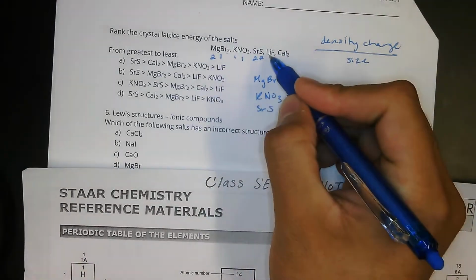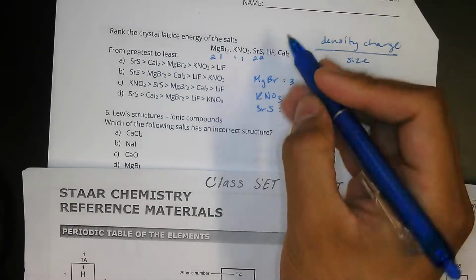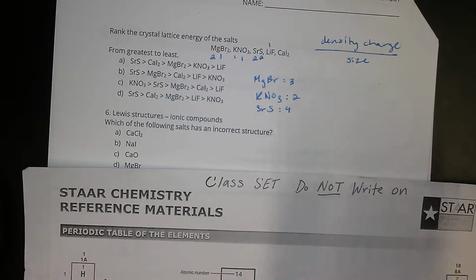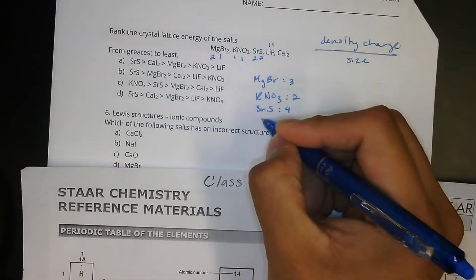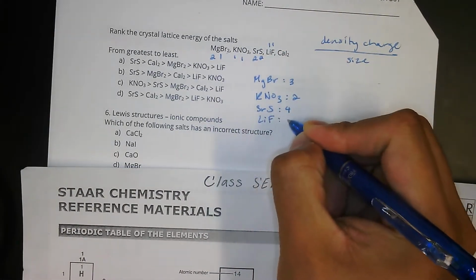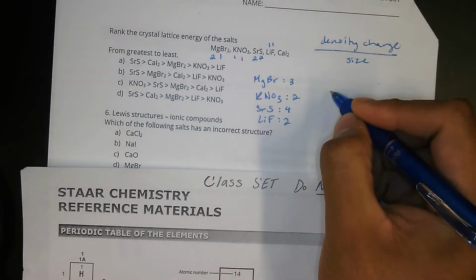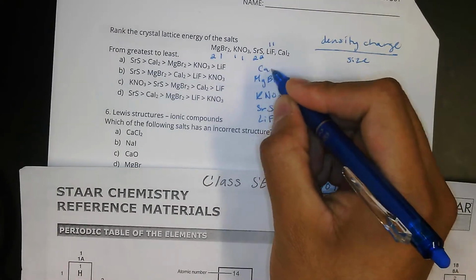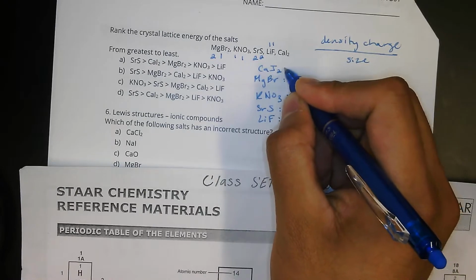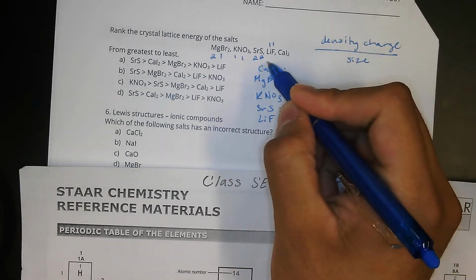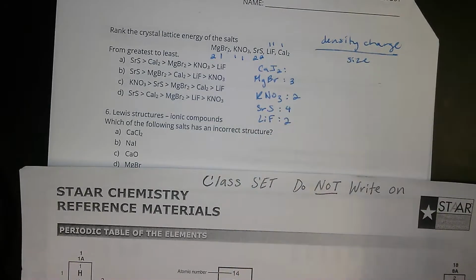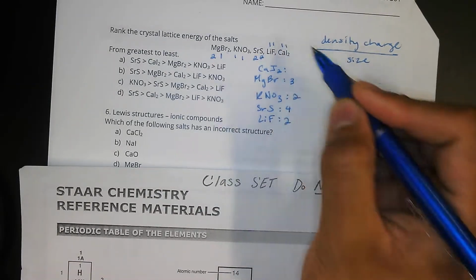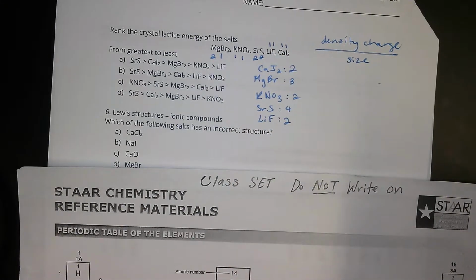Lithium fluoride, lithium is in group 1, so it'll be a charge of 1. Fluorine is in group 7, so it'll be a charge of 1. Lithium fluoride will then have a charge density of 2. For calcium iodide, I just put it at the top. Calcium is in group 1, so it has a charge density of 1. Iodine is in group 7, so it has a charge density of 1. And so overall, they have a charge density of 2.